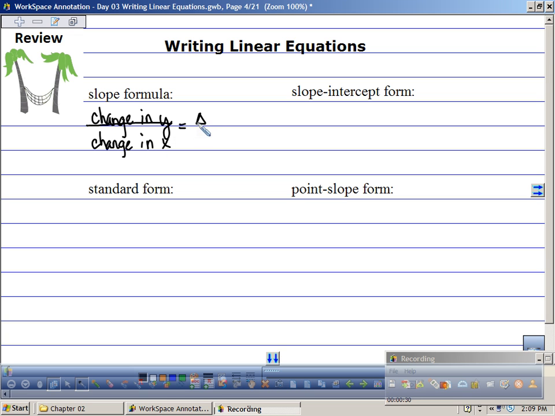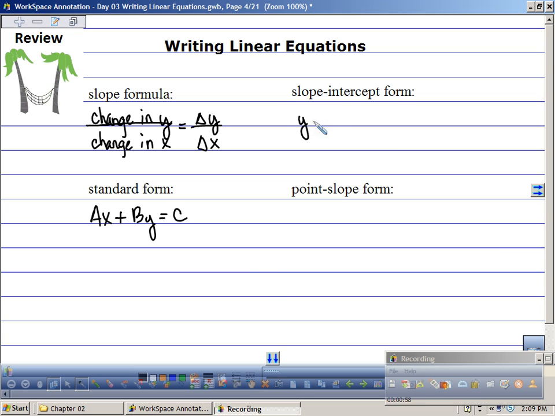Which can also be written delta y, delta x. We also learned yesterday that delta means change. Change in y, change in x. So standard form is ax plus by equals c.